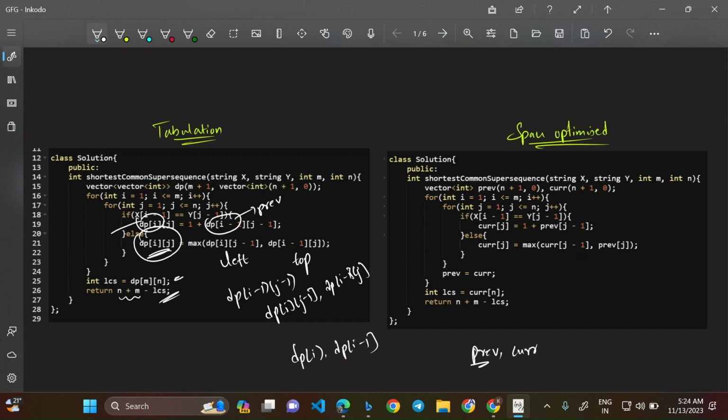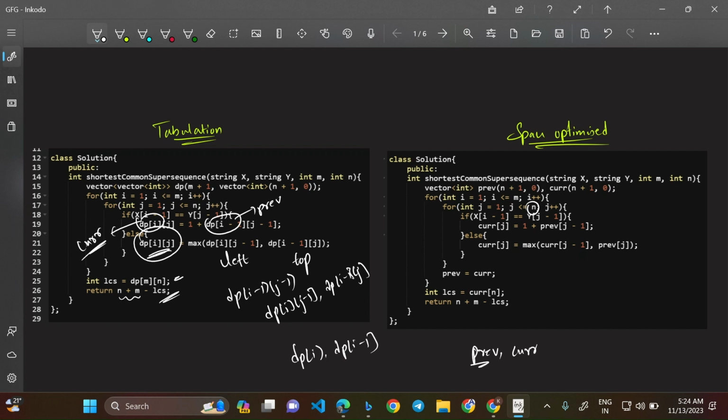dp of i minus 1 in the sense current. So dp of i means you are at the present position, evaluating for the current row. So you'll be replacing dp of i by cur and dp of i minus 1 by previous. So that's what I've done. So take vector previous of n plus 1 and current of n plus 1, because we are going up to n values, up to the length of the second string. That is the reason for vector previous of n plus 1 and current of n plus 1.